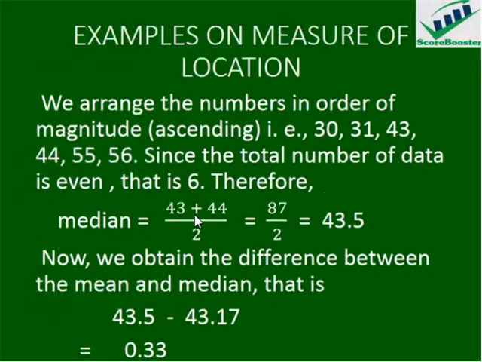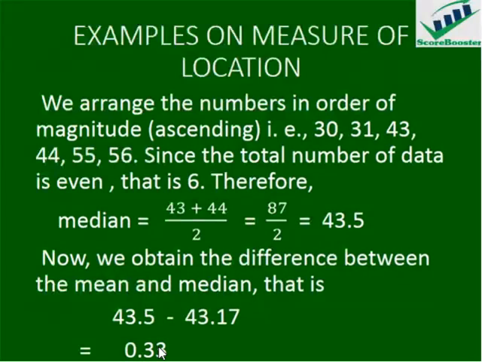So the median will be equal to the first middle number, 43, plus the second middle number, 44, divided by 2. So this will be 87 divided by 2, which is 43.5. Now we obtain the difference between the mean and the median for us to know how large the median is than the mean. So the median is 43.5 minus the mean, which is 43.17.